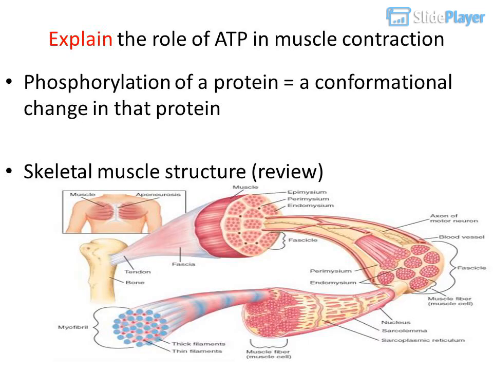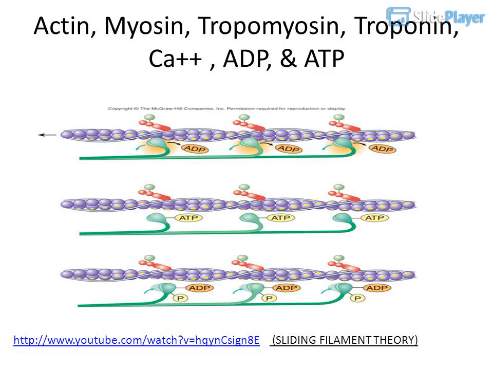Explain the role of ATP in muscle contraction. Phosphorylation of a protein equals a conformational change in that protein. Skeletal muscle structure, review: actin, myosin, tropomyosin, troponin, Ca++, ADP, and ATP. Sliding filament theory video.